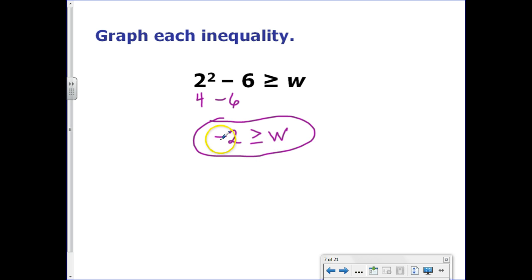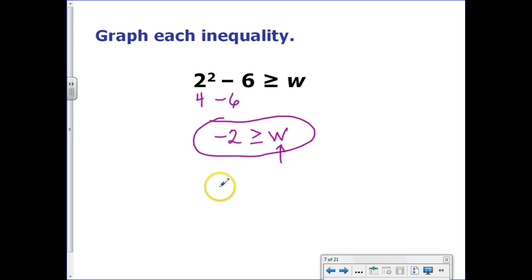Right now I'm saying that negative 2 is greater than or equal to any of my values here. Now if you start thinking about this, I'm saying negative 2 is bigger than or equal to all these values here. That means W has to actually be smaller than, see the pointy end is pointing toward W? W is smaller than or equal to negative 2. You kind of have to read it backwards.